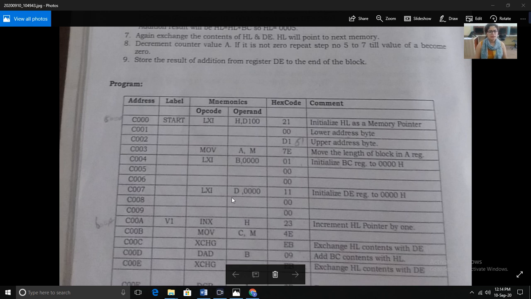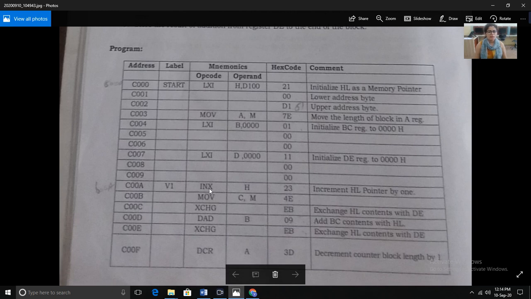Now the next thing is we also have to initialize the D register pair as 0000. You will get these hex codes in your chart. So this is again the LXI instruction. We have to initialize the D register pair as 0000. This is the hex code to initialize or deal with the D register pair. Now the immediate data is 0000. So this is the lower address byte 00, and this is the upper address byte 00.